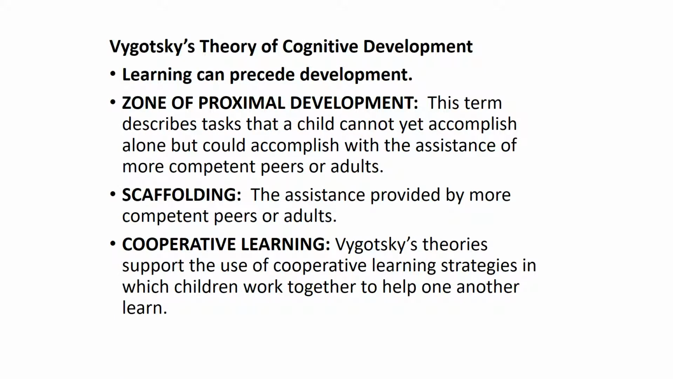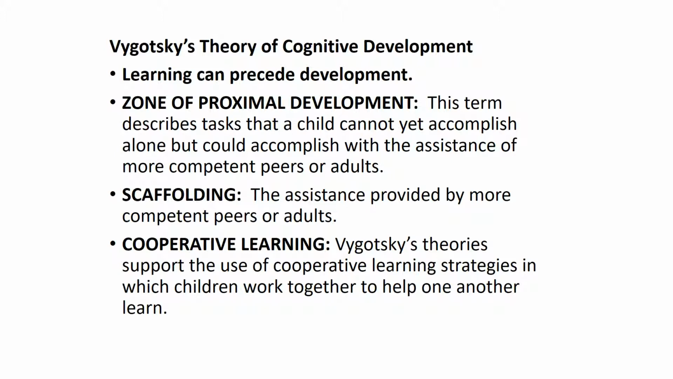Vygotsky's theory of cognitive development had one big idea, which is that learning can precede development, whereas Piaget said, no, developmental stages just occur, you can't rush them. Vygotsky said, well, maybe we can actually help them occur. He talked about a zone of proximal development, which is a task that a child cannot accomplish on his or her own, but can be accomplished with the assistance of peers or adults.